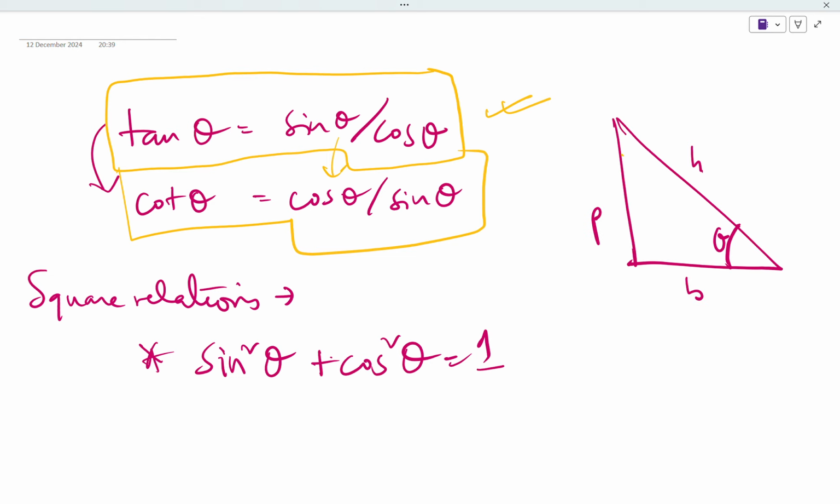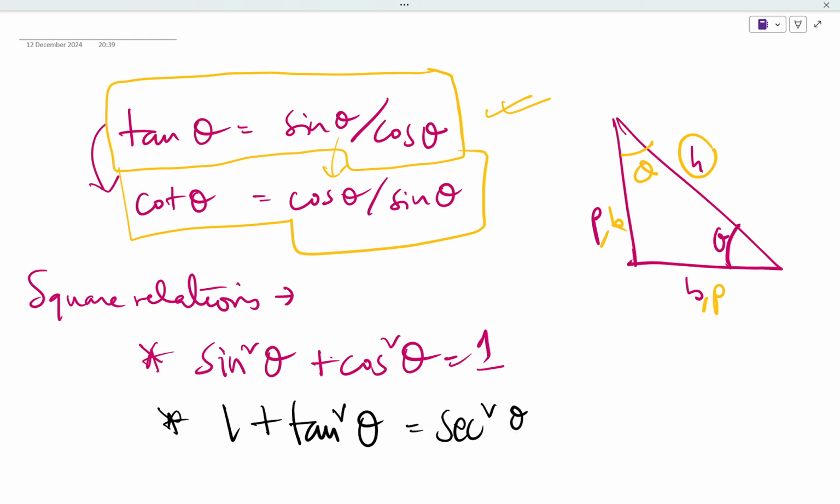But if you are considering this as theta, then hypotenuse remains the same, but this will become your base and this will become perpendicular. Just remember this. These are minute concepts that students forget and then they tend to make silly mistakes in the exam. So just don't make these mistakes. So sin square theta plus cos square theta is 1. 1 plus tan square theta is equal to sec square theta.